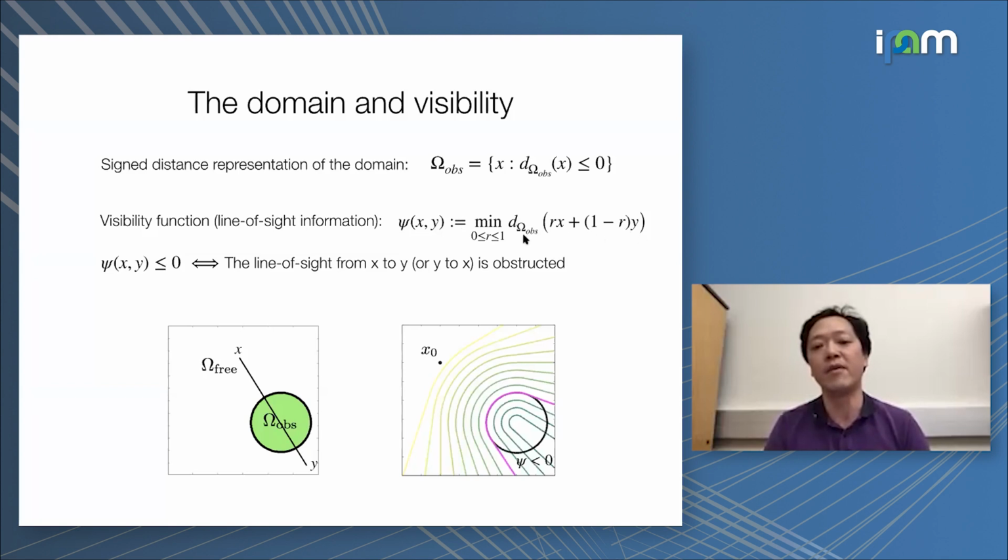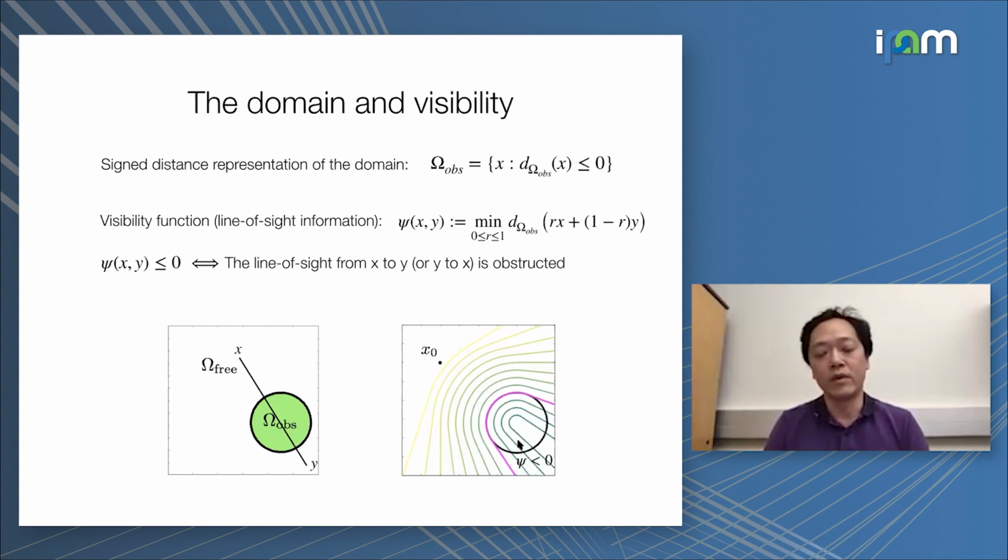And it will take the minimum value of the signed distance function alone or restricted onto the line segment connecting the two points x and y. Therefore, psi of xy will be less than or equal to 0 if the line segment connecting x and y goes through the omega, goes through the obstacle, or even tangential to the obstacle. It will be the critical location where psi equals 0.